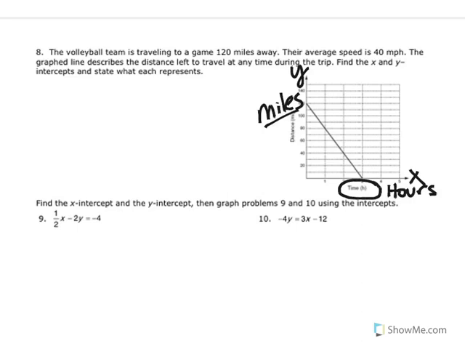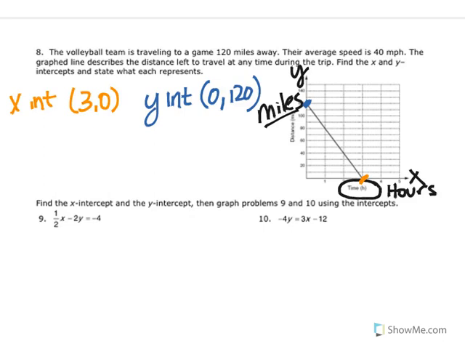So our x and y intercepts are going to be where they cross the x and y axes. So right here is our x-intercept. So that x-intercept is 3, 0. Now, what about the y-intercept? The y-intercept is where it crosses the y-axis, and that's 0, 120.